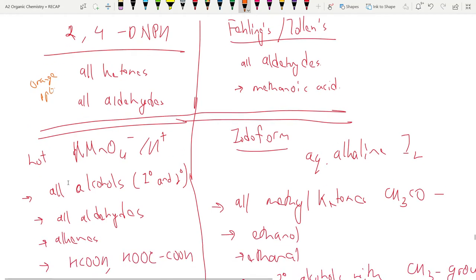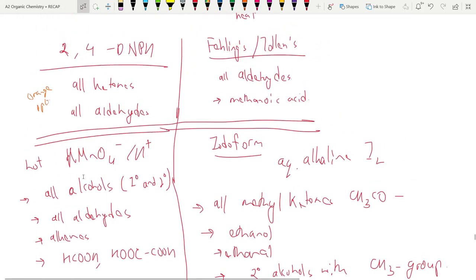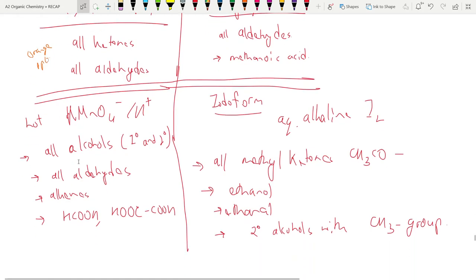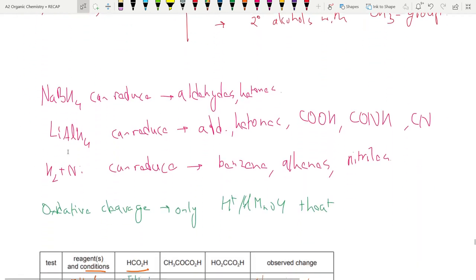Moving on, hot KMnO4. It can oxidize all primary and secondary alcohols to aldehydes and ketones respectively, all aldehydes to carboxylic acids, and do oxidative cleavage of alkenes to form carbon dioxide, water, ketones, or carboxylic acids, and two special acids, namely methanoic acid and ethanedioic acid. The iodoform test is positive for ethanol, ethanal, all methyl ketones like propanone, and secondary alcohols with the CH3 group.